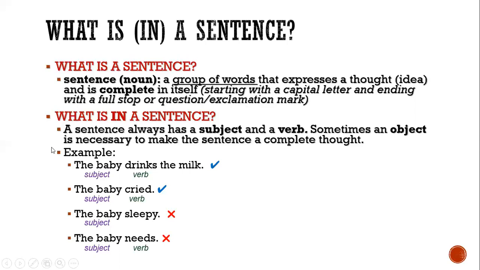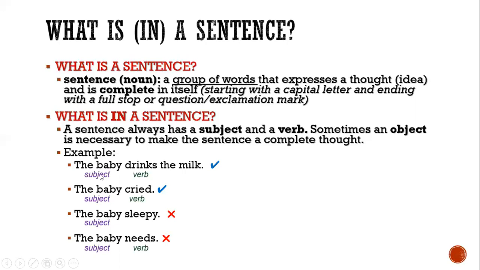So now we know what a sentence is, but what is in a sentence? The words in a sentence consist of a subject and a verb, and sometimes an object is necessary to make the sentence a complete thought or a complete idea. For example, I have 4 sentences here. The first 2 are full sentences or complete sentences, and the other 2 are not sentences.